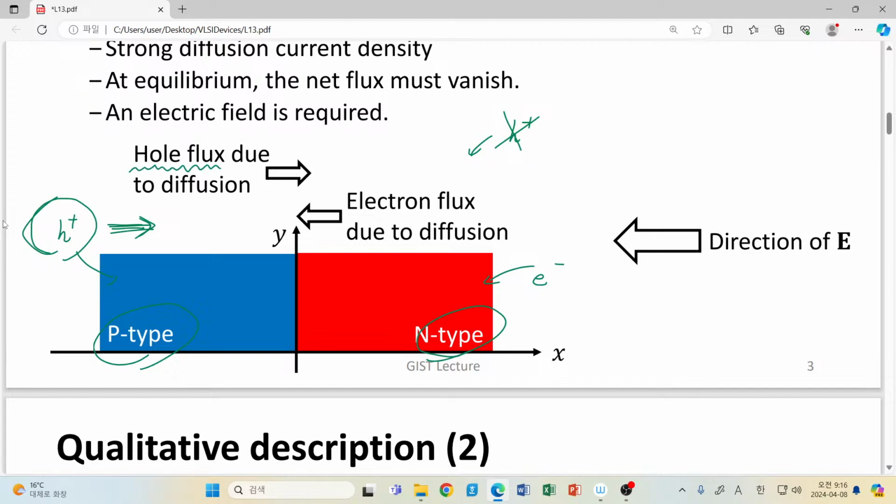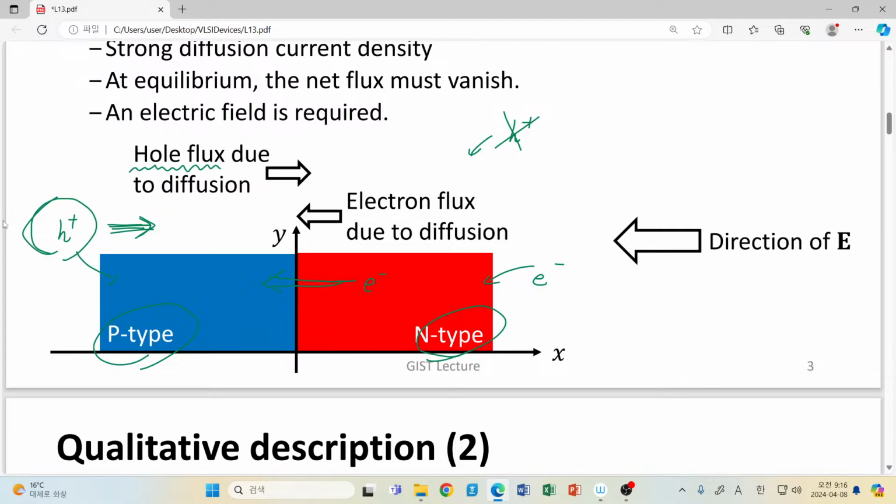Of course, from the viewpoint of electrons, the situation is the same. Since we have so many electrons here and almost no electrons there, we will have a strong diffusion flux into the p-type region. So everybody in this room now understands there are two major conducting mechanisms in this course. What is it?